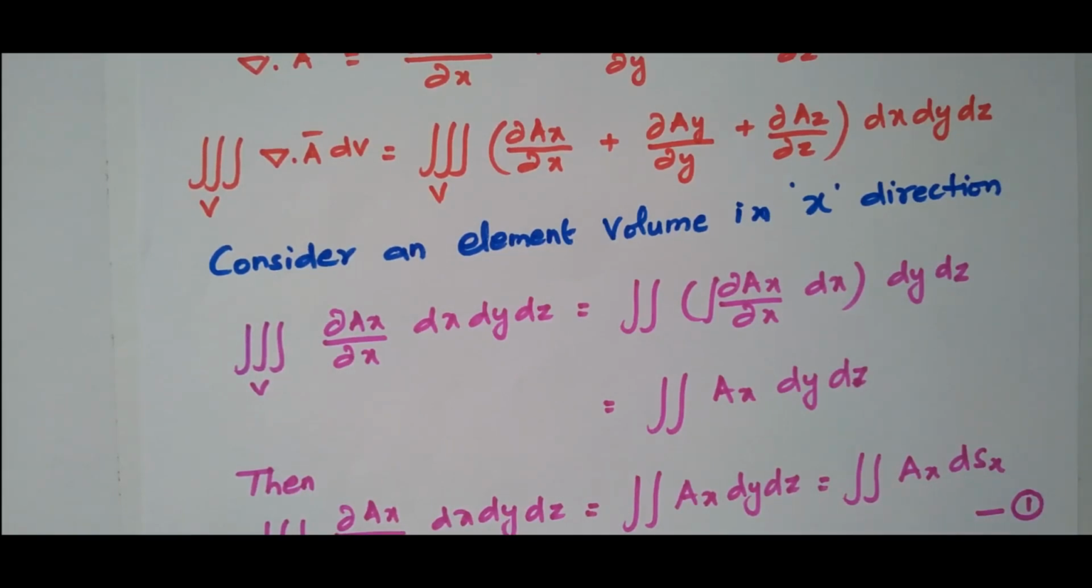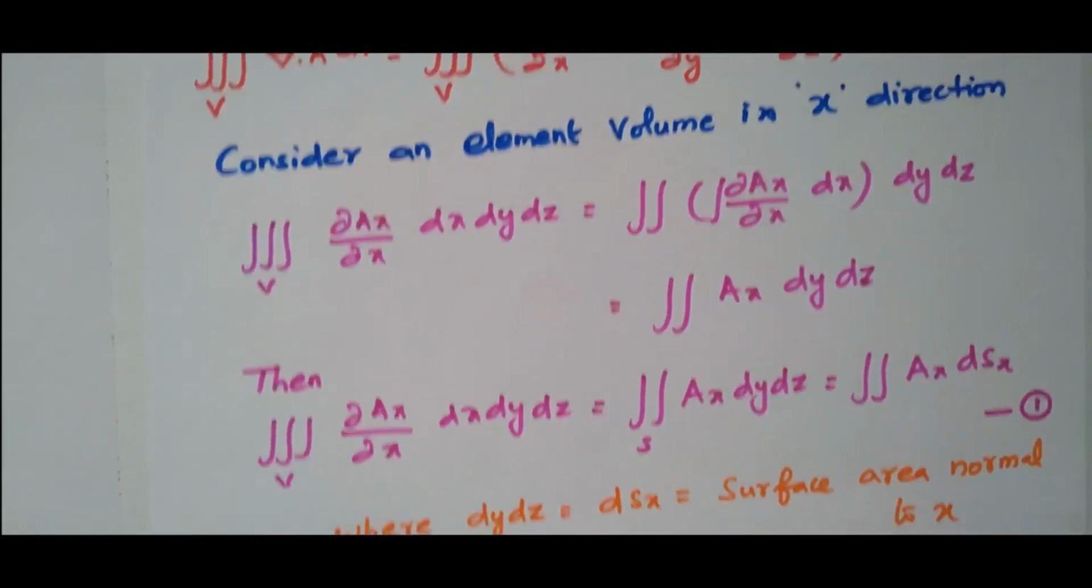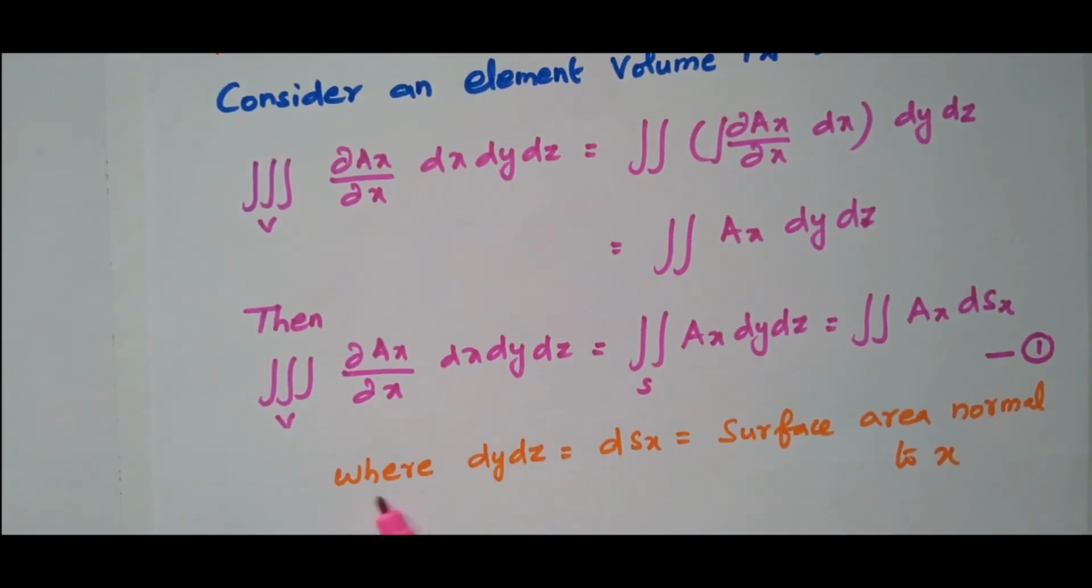Similarly we can go for the others. As given here, dy dz equals dSx, that is the surface area normal to the x direction, right? Now we got the value for the x direction. Similarly we can calculate the y and z directions.